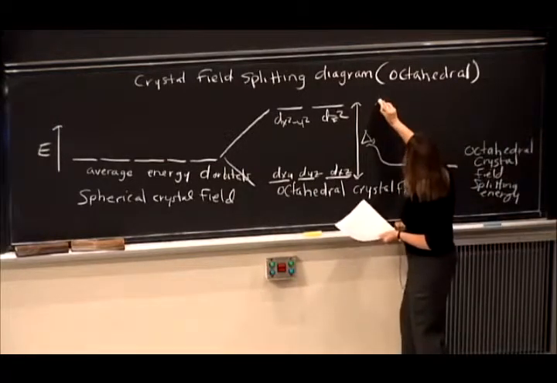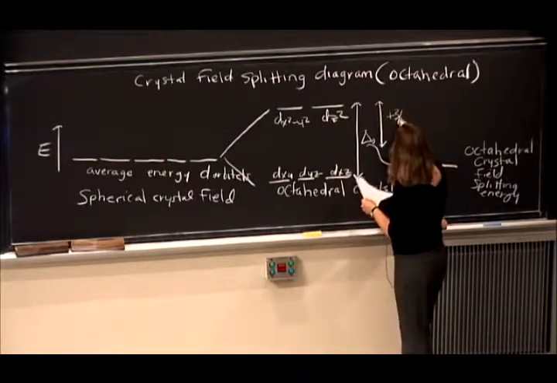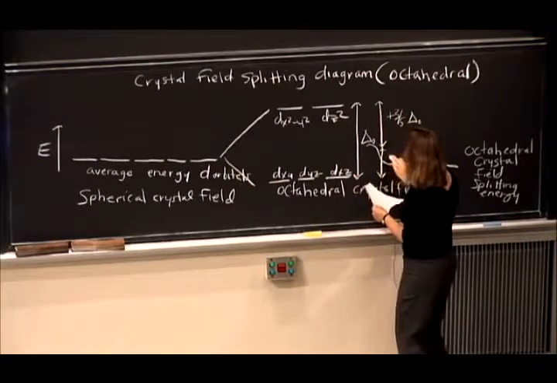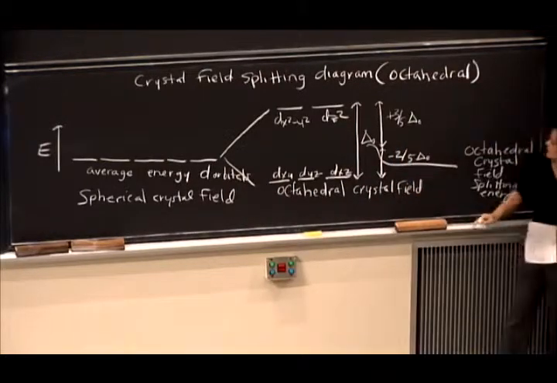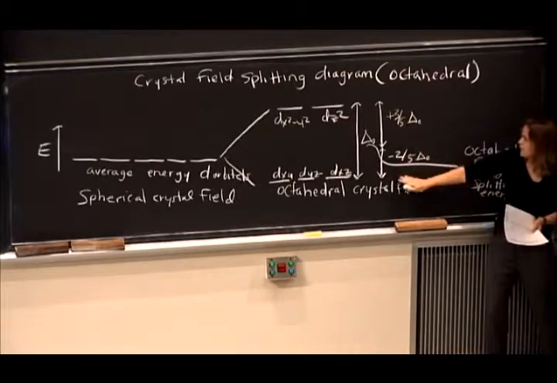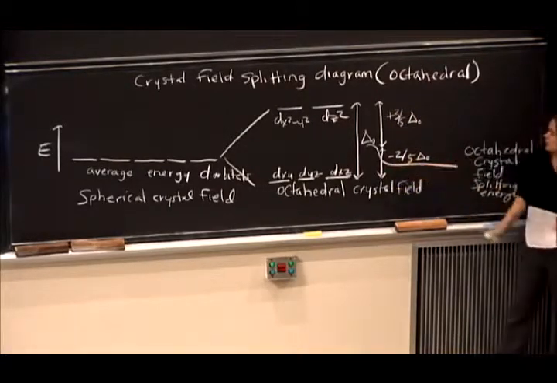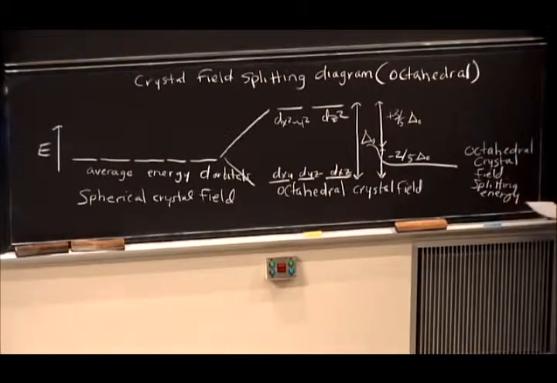So if 2 orbitals go up in energy, and 3 go down in energy, then to have everything add up, you can say that the 2 go up in energy by 3/5, and these 3 orbitals are going to go down by 2/5. So overall, the energy of the system is maintained. OK, so that's a crystal field splitting diagram for an octahedral case.